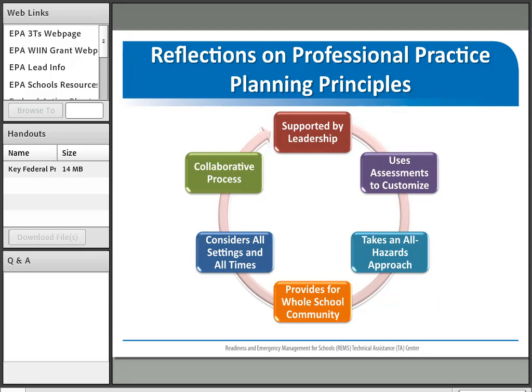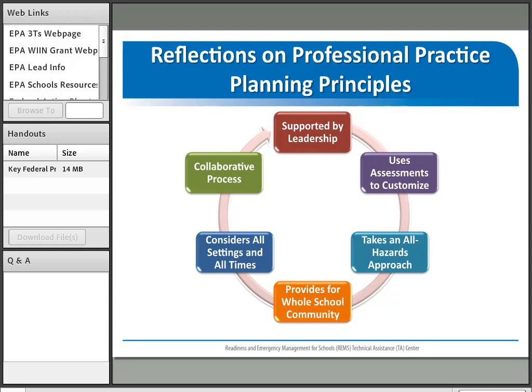So, for example, we want to make sure that planning is supported by leadership at the district and school level. Senior level officials can help the planning process by demonstrating strong support for the planning team. We want to make sure that we're getting buy-in from leadership throughout the process and certainly at the end so that leadership can show support by signing off on it.